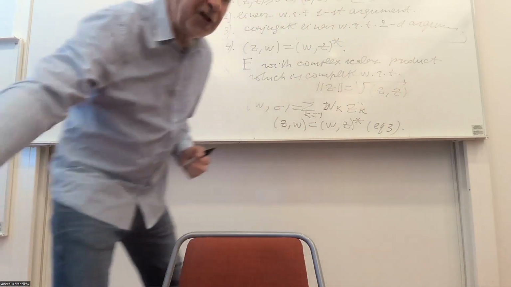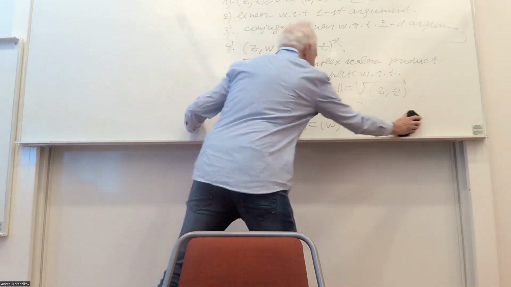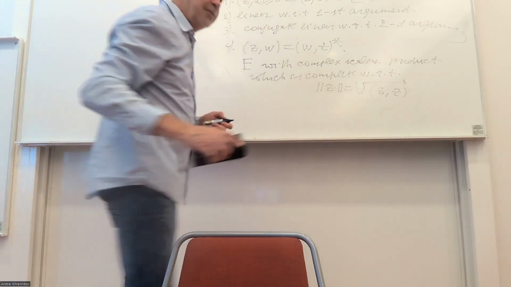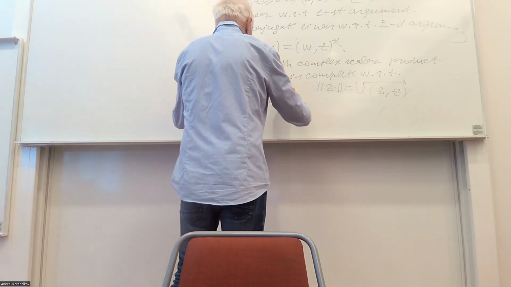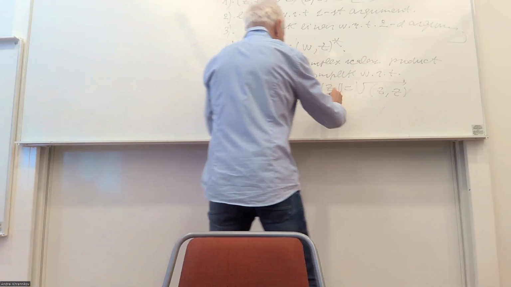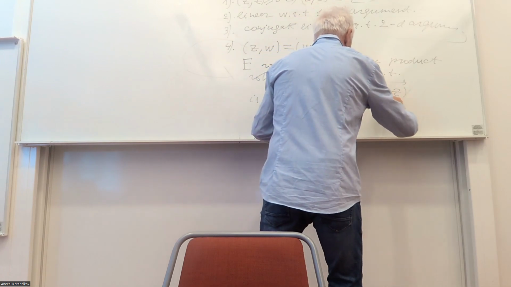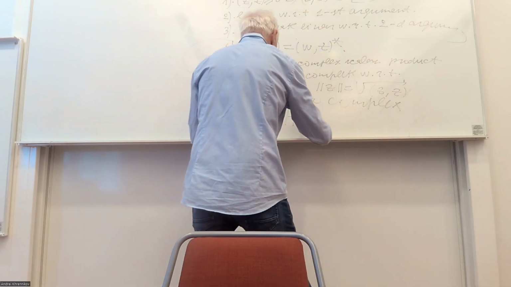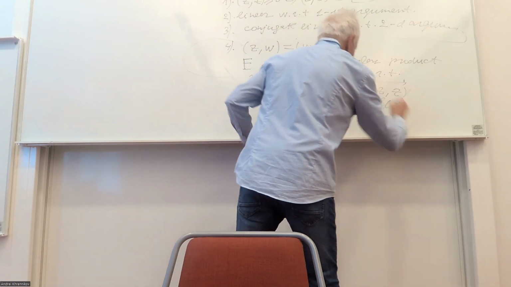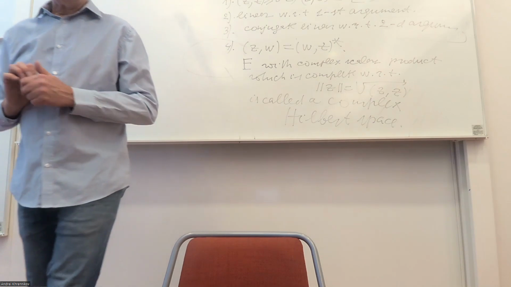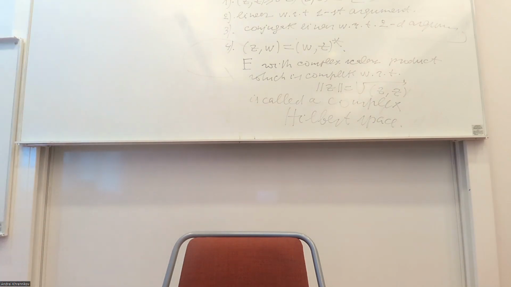We call it a complex Hilbert space. So everything is very similar, practically the same as it was for real.